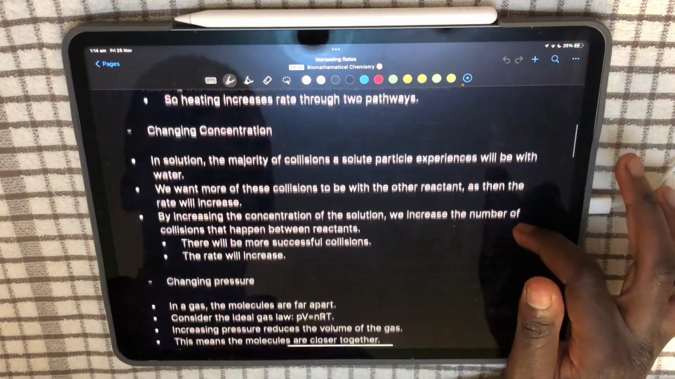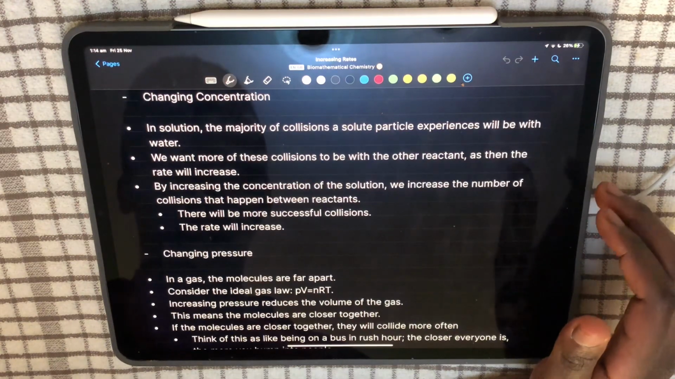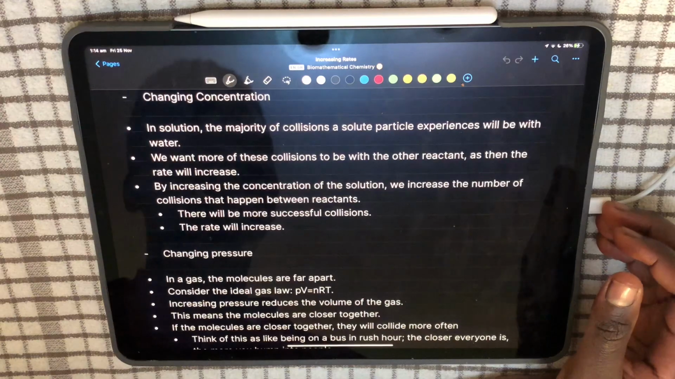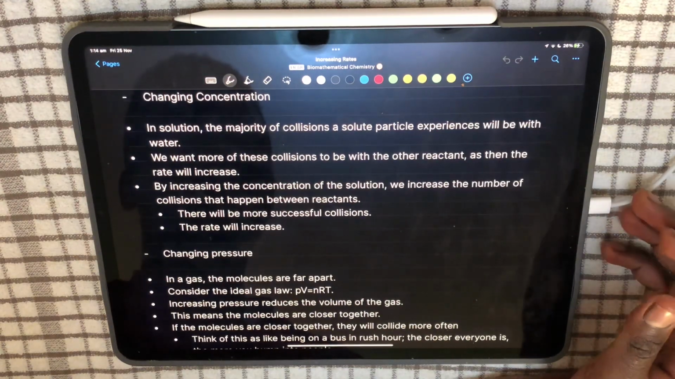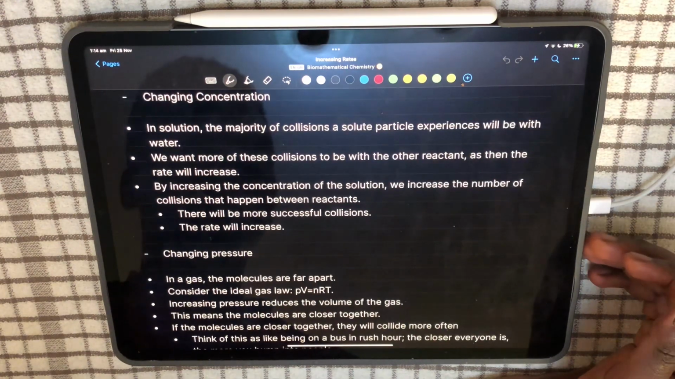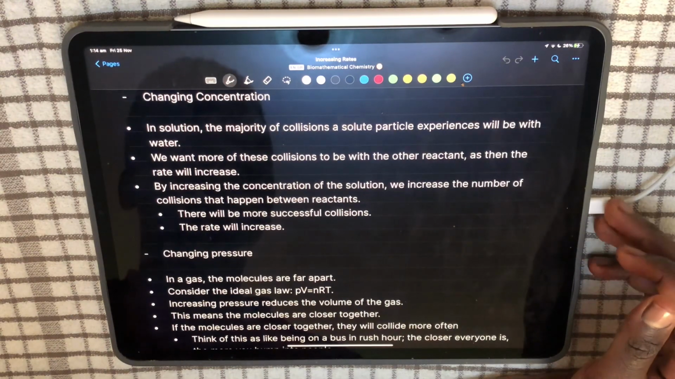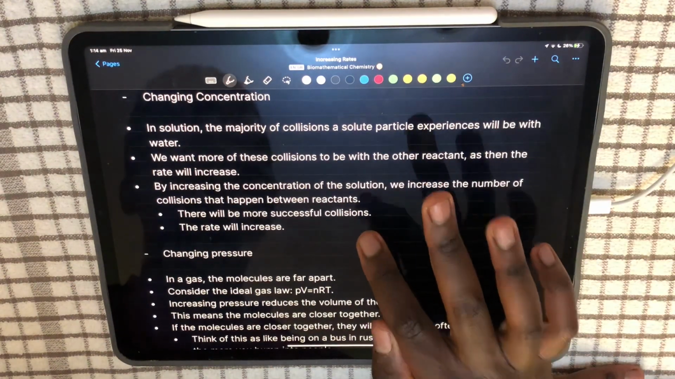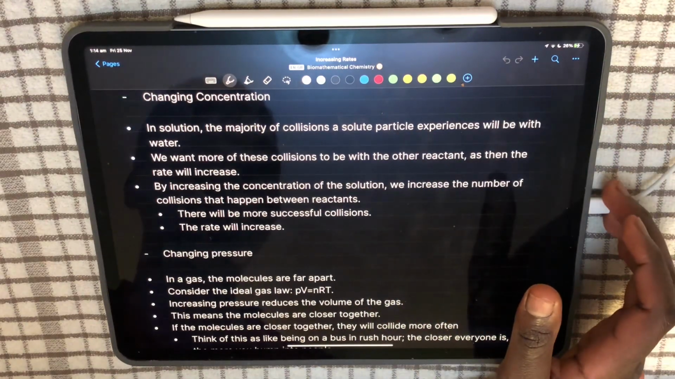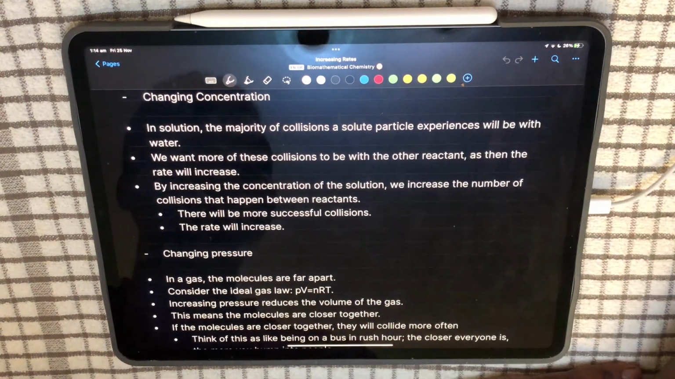Now, changing concentration. In solution, the majority of collisions a solid particle experiences will be with water. So we want more of these collisions to be with other reactants, as then the rate will increase. By increasing the concentration of the solution, we increase the number of collisions that happen between reactants. This doesn't necessarily mean there'll be more successful collisions, but it can mean more, though not a substantial number.